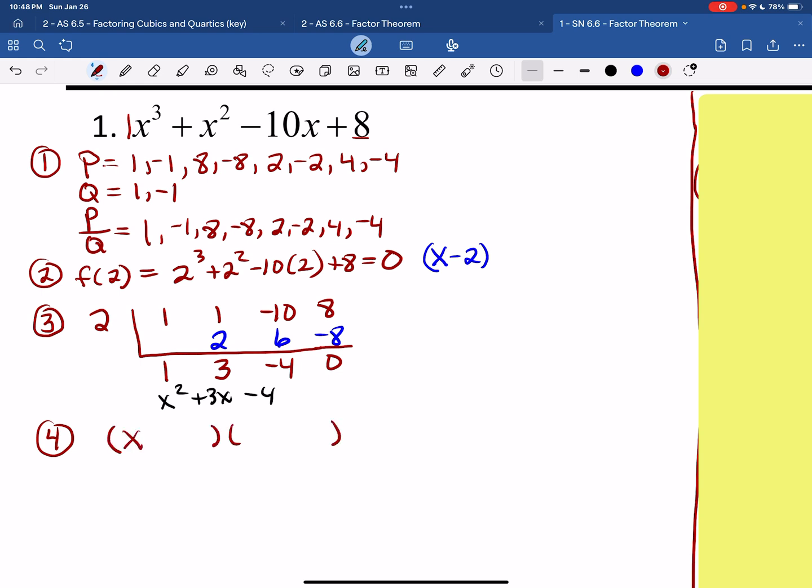So I've got x and x. I need a positive 3, so I'm going to put plus 4 minus 1. And then in step 5, you're just going to list all the factors: x plus 4, x minus 1, and x minus 2.